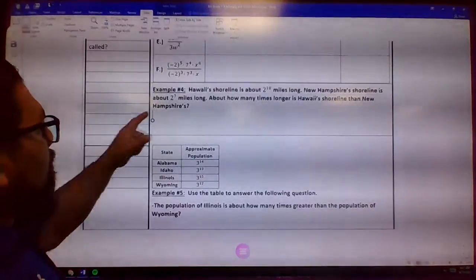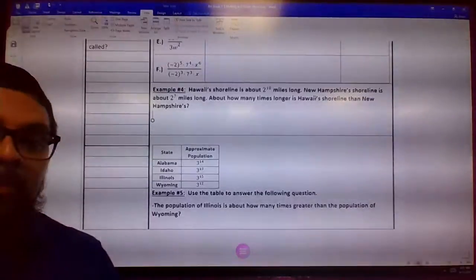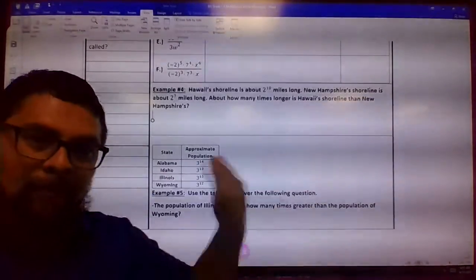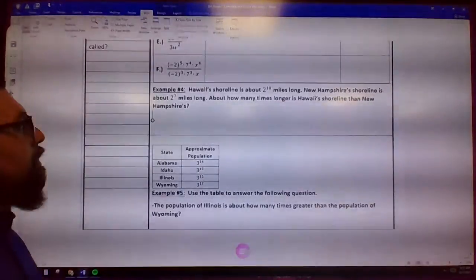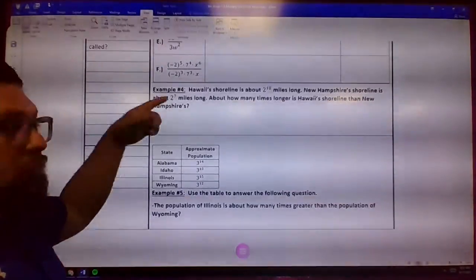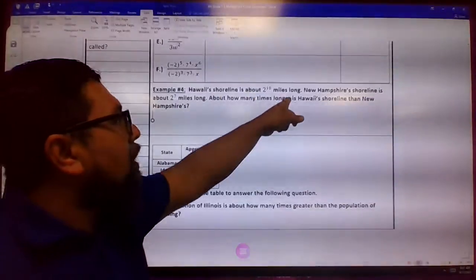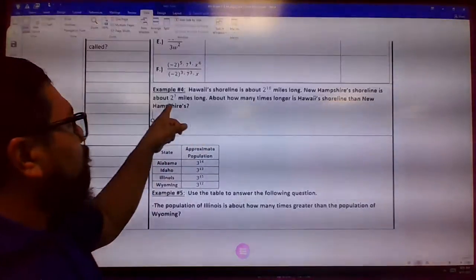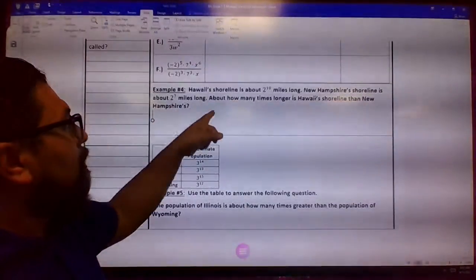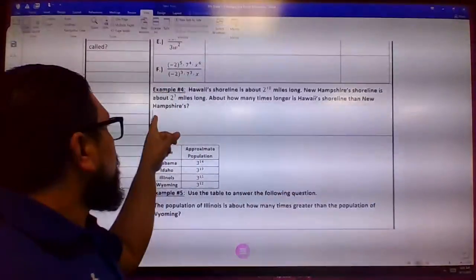Okay, example 4. So go ahead and read example 4 by yourself. You pause the video and read it by yourself and then come back. Okay, you're back now. So let's read it together. Hawaii's shoreline is about 2 to the 10th miles long. New Hampshire's shoreline is about 2 to the 7th miles long. About how many times longer is Hawaii's shoreline than New Hampshire's?